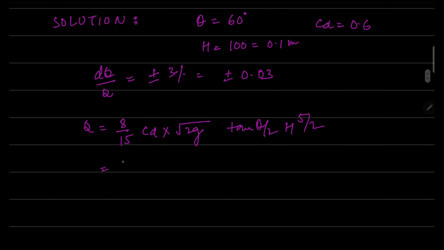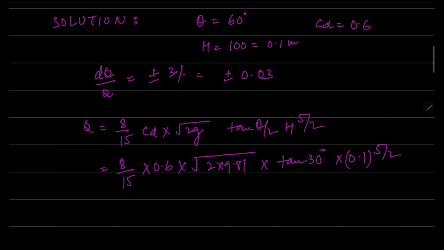If we put all the values, this is 8 by 15 multiplied by 0.6, under root 2 times 9.81, multiplied by tan theta by 2, which will be tan 30 degree, and h value is given to us, that is 0.1. So 0.1 raised to the power 5 by 2. If we calculate, the Q value is coming out to be 2.5878 meter cube per second. That is the Q value.